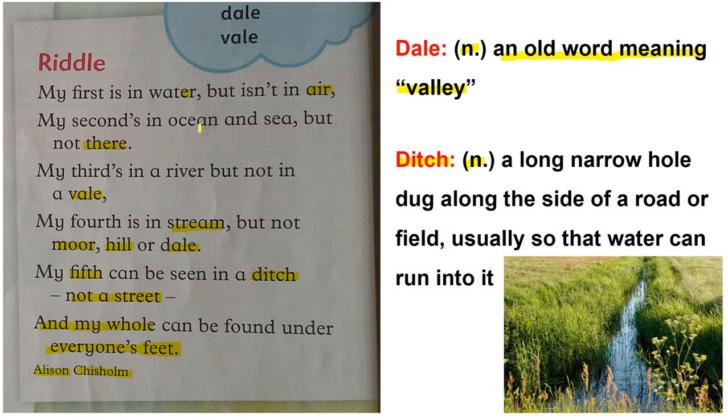The second, in the word ocean, will be letter A. The third, in the word river, will be letter R. The fourth, in the word stream, will be letter T. And the last, we can find it in the word ditch, it will be letter H. So the word is earth. And the last line we have here says my whole can be found under everyone's feet. So of course this is earth.